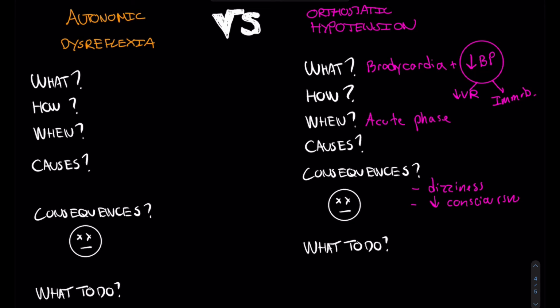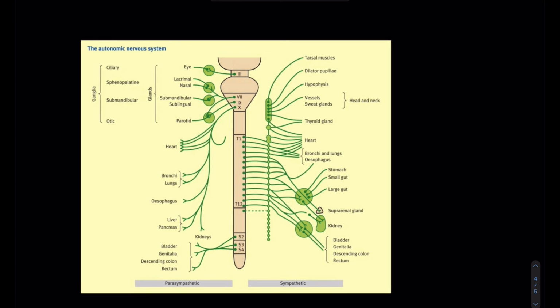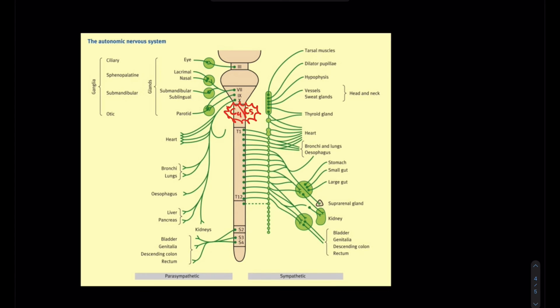So why can't the heart compensate? Well, let's see here. Let's say we have a C4, C5 fracture. Now we know that the heart is innervated greatly by the sympathetic nervous system. So let's start here at the heart, and see what innervates it.